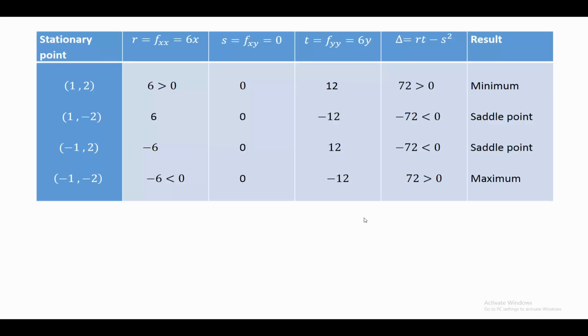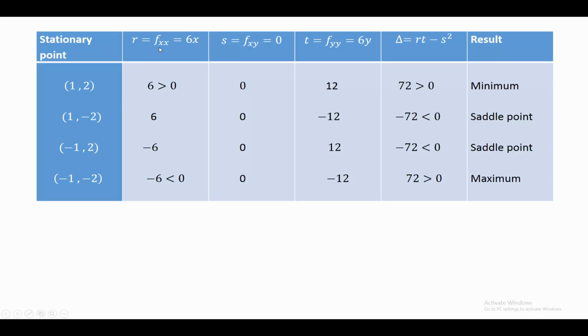Now at all these stationary points, find the values of r, s, t and delta and check whether at this point the function is maximum, minimum or a saddle point. So for that, first prepare a table whose first column is the stationary point: first point (1,2), second point (1,-2), next point (-1,2) and the fourth point (-1,-2).